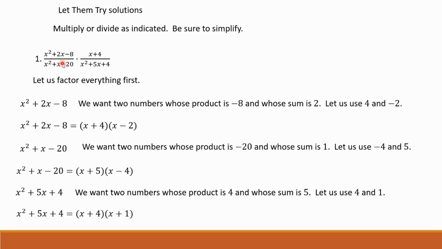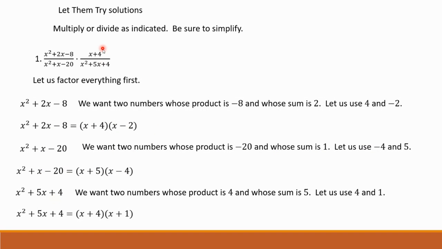Here, for this one, this denominator, we want two numbers whose product is minus 20 and the sum is 1. Okay, what numbers do that? Well, we know 5 times negative 4 is negative 20. The sum we know is 1. Right? So let's use 5 and minus 4. So we get this.